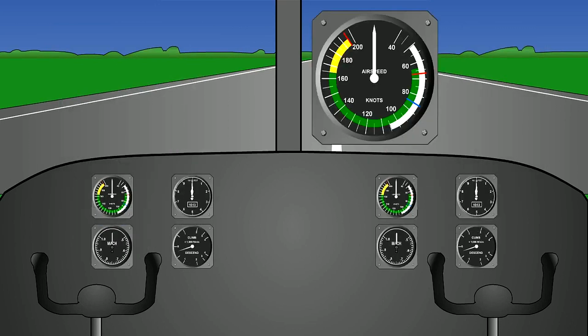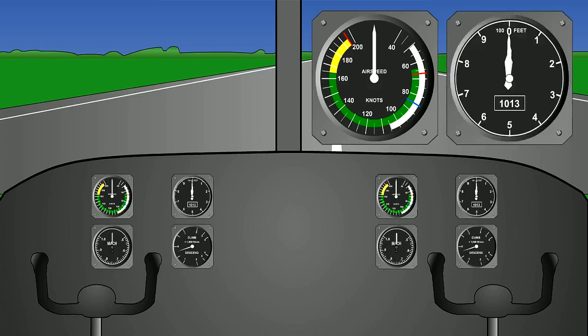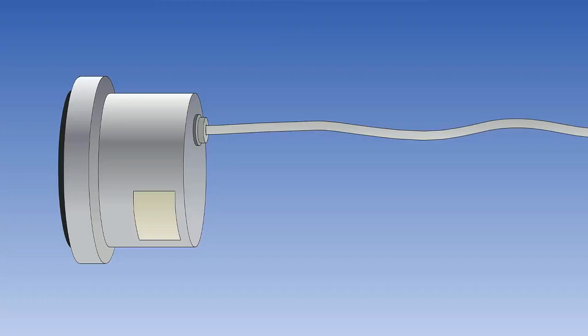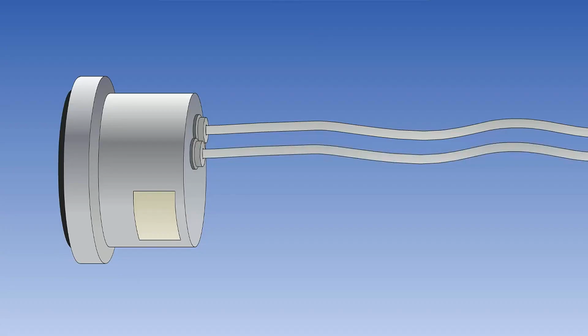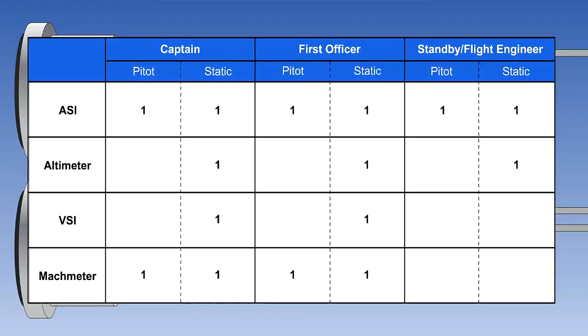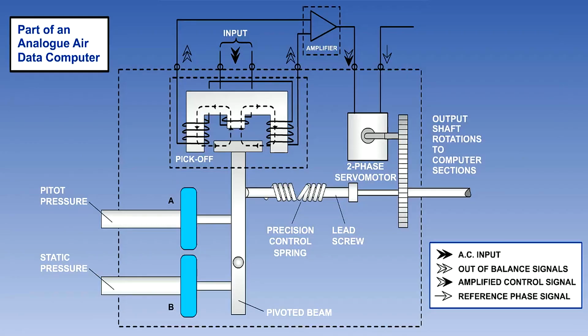Additionally, there would have been a standby ASI and a standby altimeter, possibly in the flight engineer's station. Each static instrument would have had its own static line, and the pitot instruments would have had both the pitot and a static line. This would be a minimum of 15 pitot or static lines, all running from the pitot tube and static vents up to the back of each instrument. Clearly, there is a lot of duplication and, more importantly, a large network of perishable piping, which, if it failed, could introduce leaks or blockages.